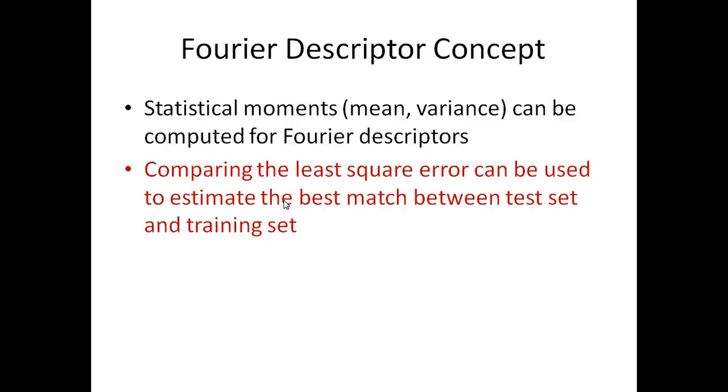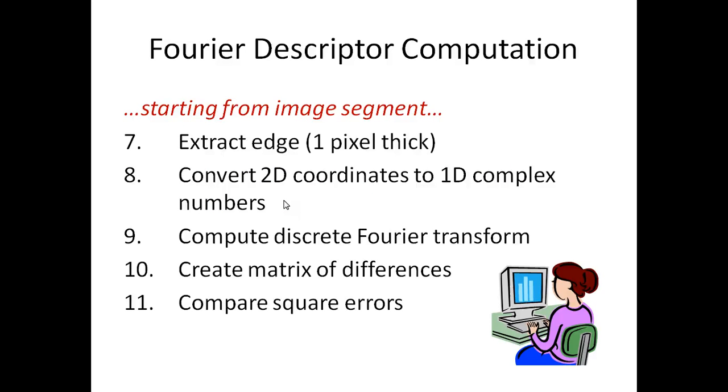And there's one more very cool thing. You can use these Fourier descriptors, you use the statistical moments to compare means and variances and so forth. So what we can do is we take the least square error and estimate the best match between the test set and the training set. That is pretty cool. So we're using the frequency domain now to evaluate the test set, training set match instead of just the morphological processing.